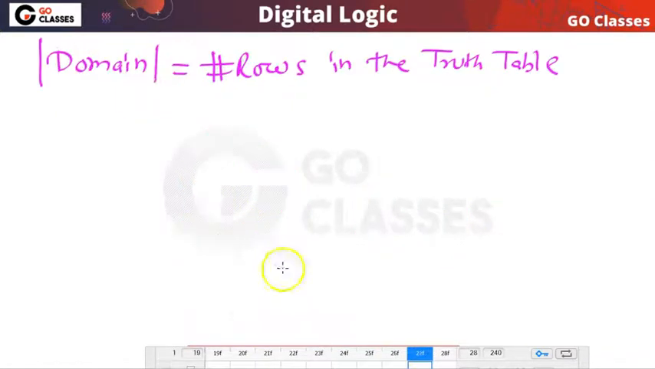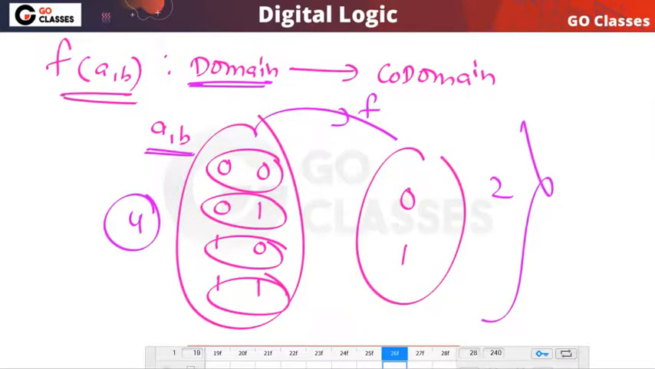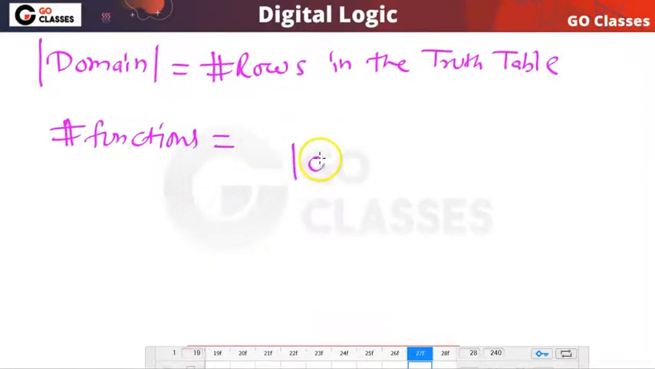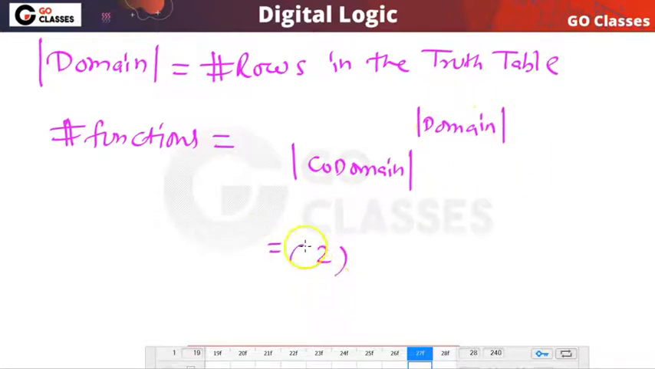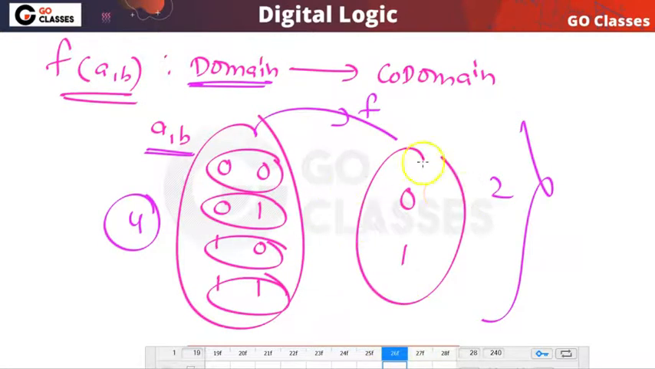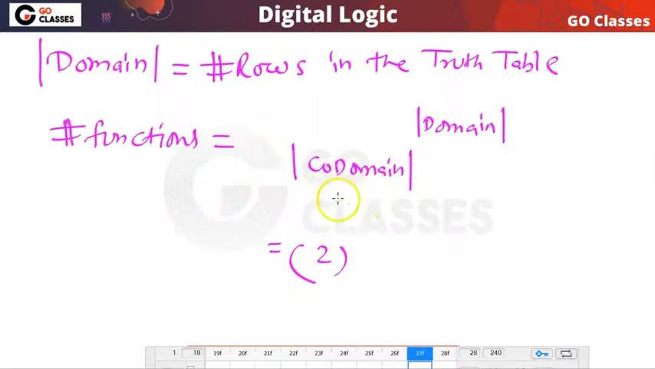We know that the number of functions that we can create from domain to codomain is the codomain cardinality power domain cardinality. So here the answer will be 2 power 4, because the codomain cardinality is 2 and the domain cardinality is 4. So this is another way of finding the number of Boolean functions.